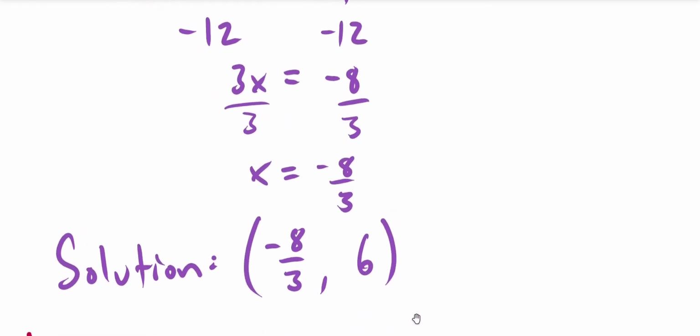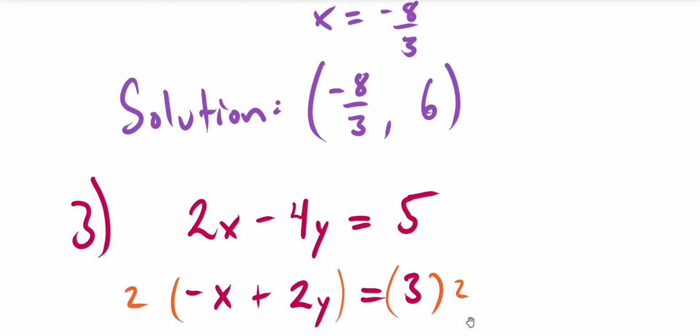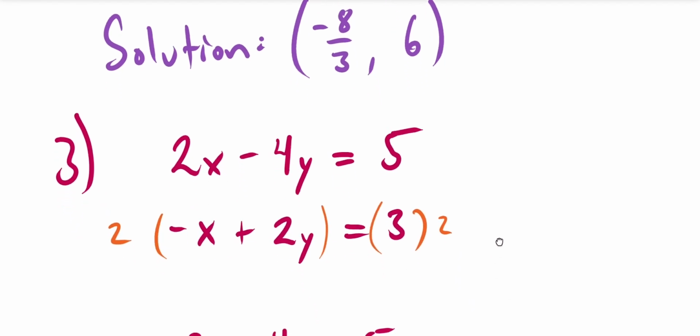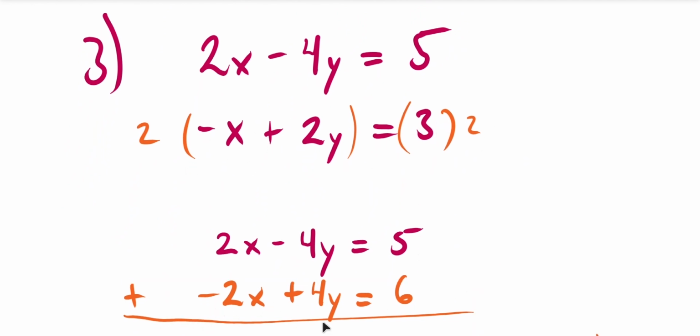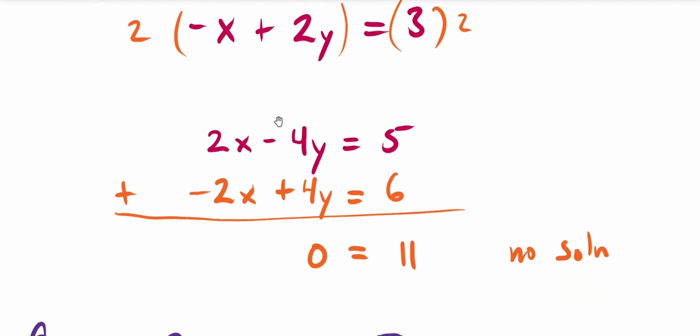So on to the third one. The third one is not quite in the right form to do Gaussian elimination yet. We have a minus x and we have a positive 2x. I could make those match by multiplying both sides of the bottom equation by 2. If I do that, I get minus 2x plus 4y equals 6. And adding those together, we get a lot of cancellation, except I get 0 equals 11. Okay, 0 equals 11 is a nonsensical statement. We would have no solution.